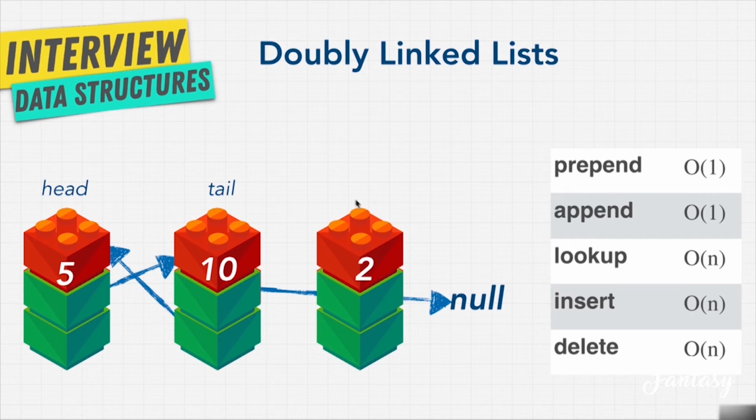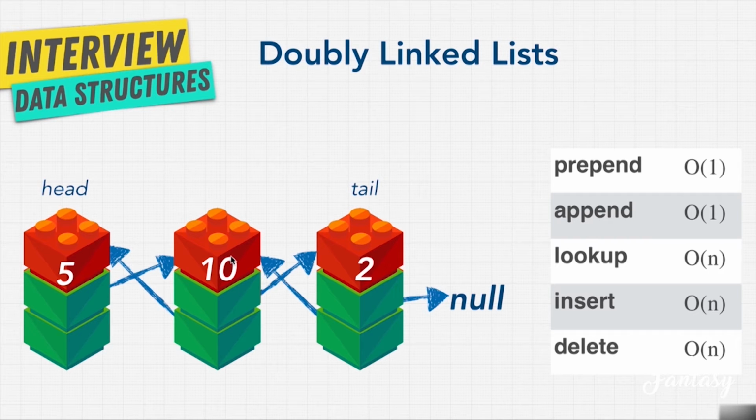If we added another node, we'd have the 10 node point to the new node. We'd also have the new node point to the previous node. And then finally, that becomes the tail, which means it points to null. And that's what a doubly linked list is. It has an extra little block here, an extra piece of data that also links to the previous node.